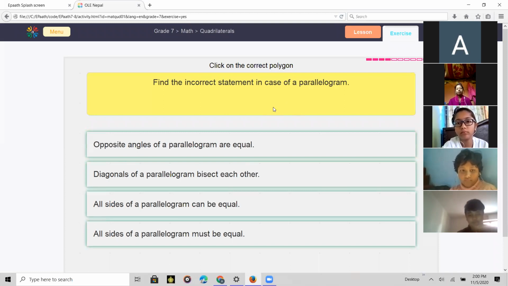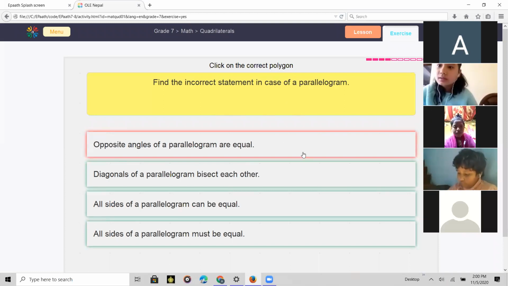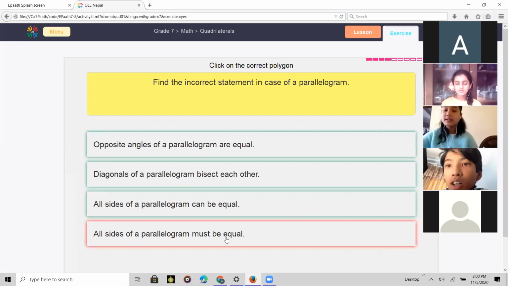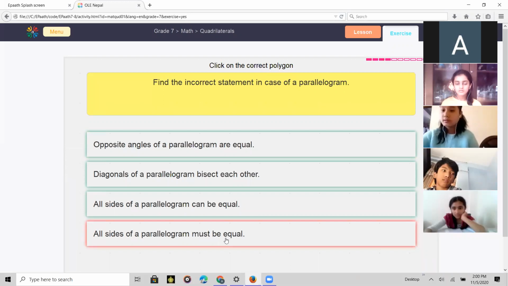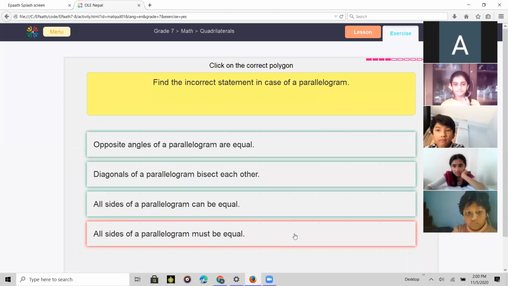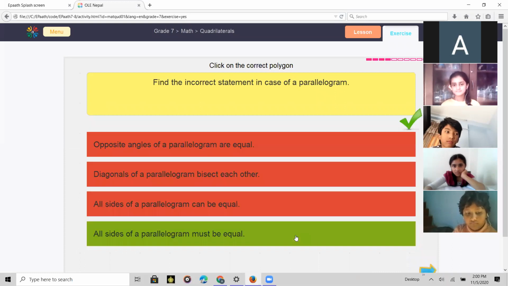Next, please. Who will find the incorrect statement fast? Come on, try yourself. Basically, all the sides of a parallelogram can be equal. All the sides of a parallelogram must be equal. The last one is the incorrect one. Okay, now let's see. Hello, Mr. Computer. Yes, right answer, correct. Thank you very much. Okay, very good.